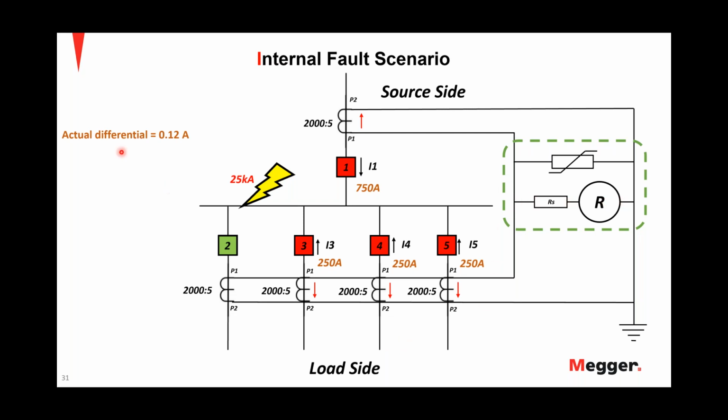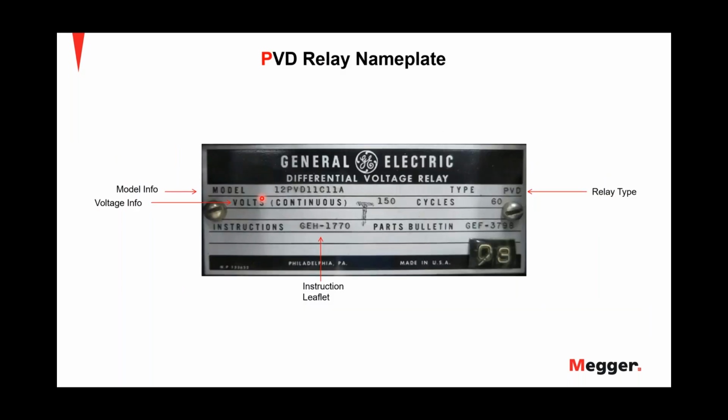Because of this current, the differential current is now increased to 0.12 amps in this case. Because of that there will be a voltage drop of around 240 volts. Now, of course, this voltage has crossed the threshold setting of the relay. So in this case, the relay is going to trip all the breakers in the system to clear this fault. So this is how the scheme will behave for different scenarios of external fault, internal fault, or even nominal load condition. Now let us move on to the PVD relay testing part.